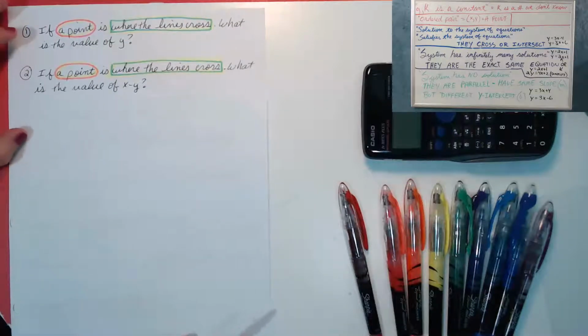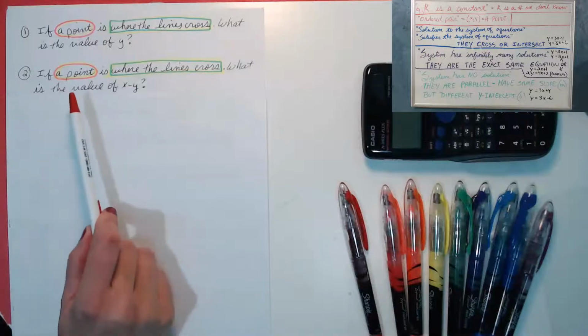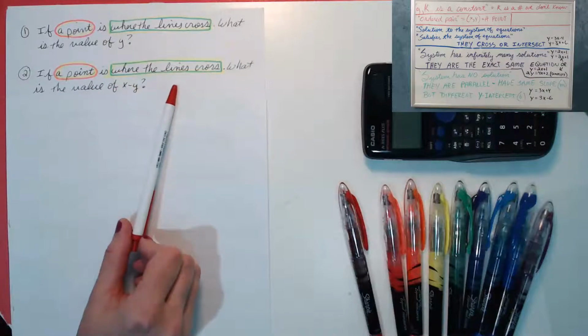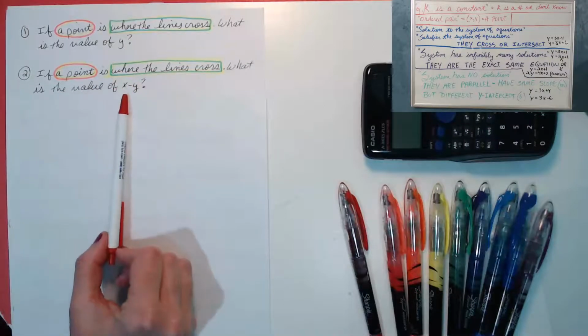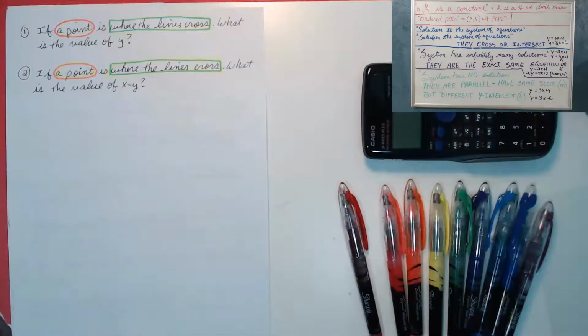Here's 2. I'm not even going to rewrite the first part. The graph of a system of linear equations is shown above. That's obvious. That's Captain Obvious. If the ordered pair represents the solution to this system, what is the value of x minus y? All of that can be written this simply. If a point is where the lines cross, what is the value of x minus y? Let's rewrite number 2.